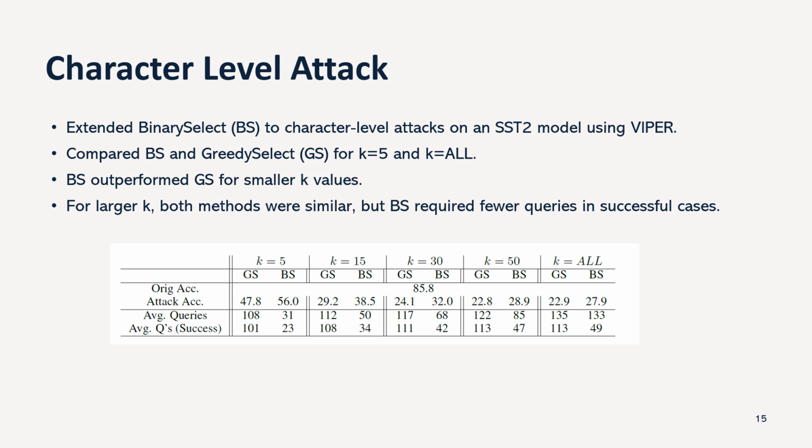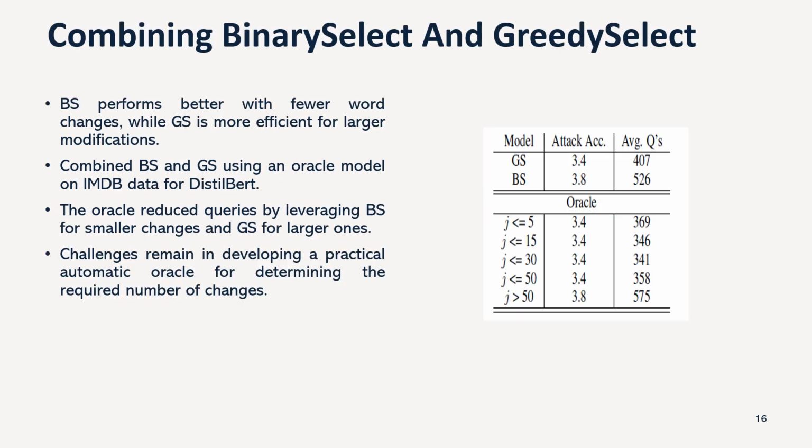We observe results consistent with the word level attacks. For lower k, we see binary select outperform greedy select, while for larger k, we see similar attack effectiveness and similar query counts. However, again, for the successful cases, binary select strongly outperforms greedy select, which further points to the potential strength of binary select. We see that binary select performs better with fewer word changes, while greedy select is more efficient for larger modifications.